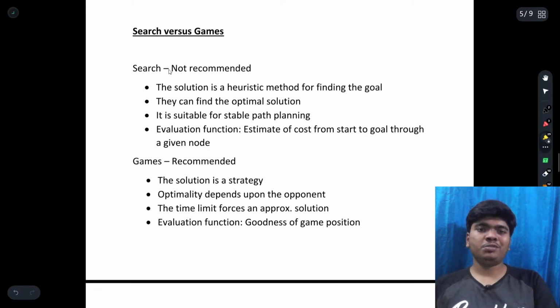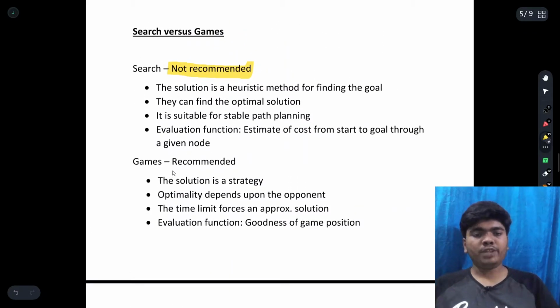So what is search versus game? What is the main difference? Search is not recommended for this challenging environment, whereas games are recommended. In search, the solution is a heuristic method for finding the goal. Here the heuristic value will be given and you will find the goal. It can find the optimal solution only if the path is stable. If the path is stable, then we can perform the search operation and find the optimal solution.